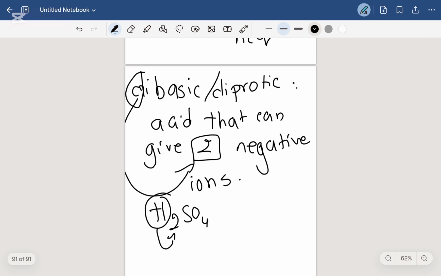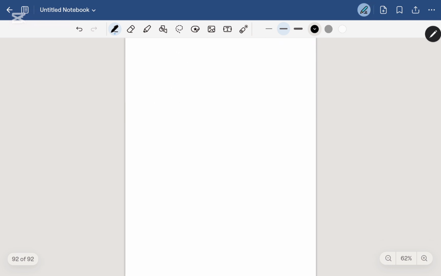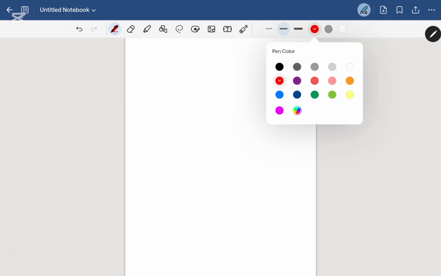How do we know? You can split them into the ions. You're going to get H+ and SO4 2-. So it's an acid that can give two ions. These two are not for the H, but for the other element, or compound, in this case. Now we move on to the types of reactions that can happen.